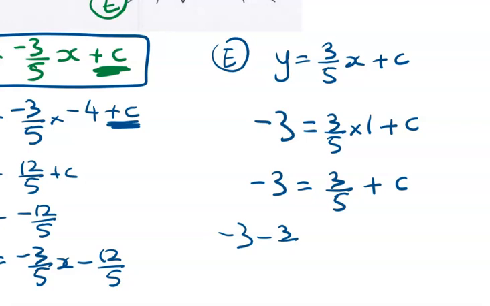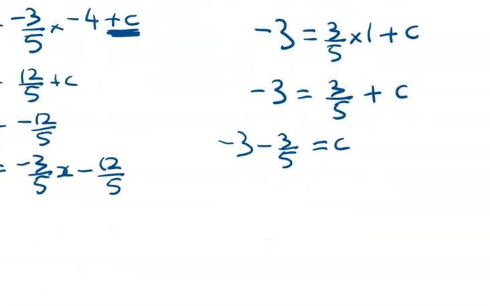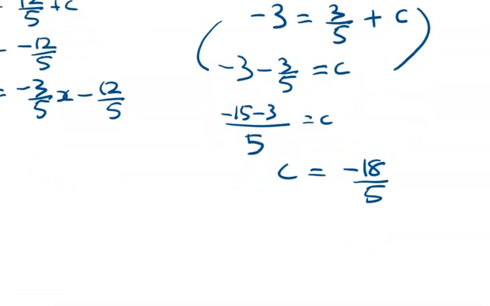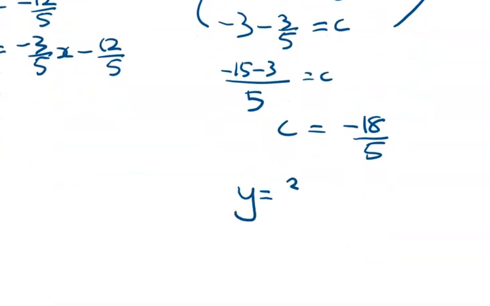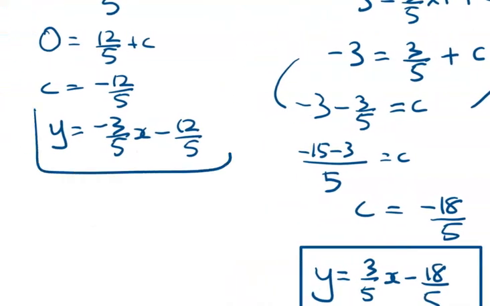-3 minus 3/5 is equal to c. So there I'm doing a little bit of equation solving by doing the same thing to both sides. If you're watching this video, you're probably fine with that. Next, I need to do a common denominator. So I'm going to have -15 minus 3 over 5 is c. So c is a pretty gross -18 over 5, giving me the equation for E of 3/5 x minus 18 over 5. Okay, so that's equation E, and this is equation C.